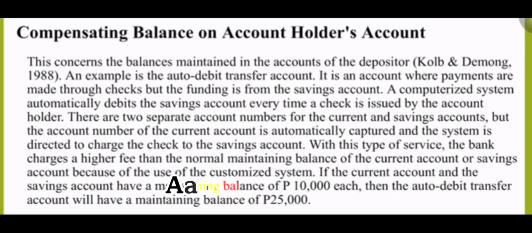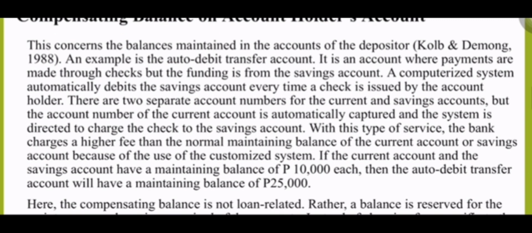Compensating balance on account holder's account. This concerns the balance maintained in the account of the depositor. An example is the auto debit transfer account. It is an account where payments are made through checks but the funding is from the savings account. A computerized system automatically debits the savings account every time a check is issued by the account holder. There are two separate account numbers for the current and savings account, but the account number of the current account is automatically captured and the system is directed to charge the check to the savings account.